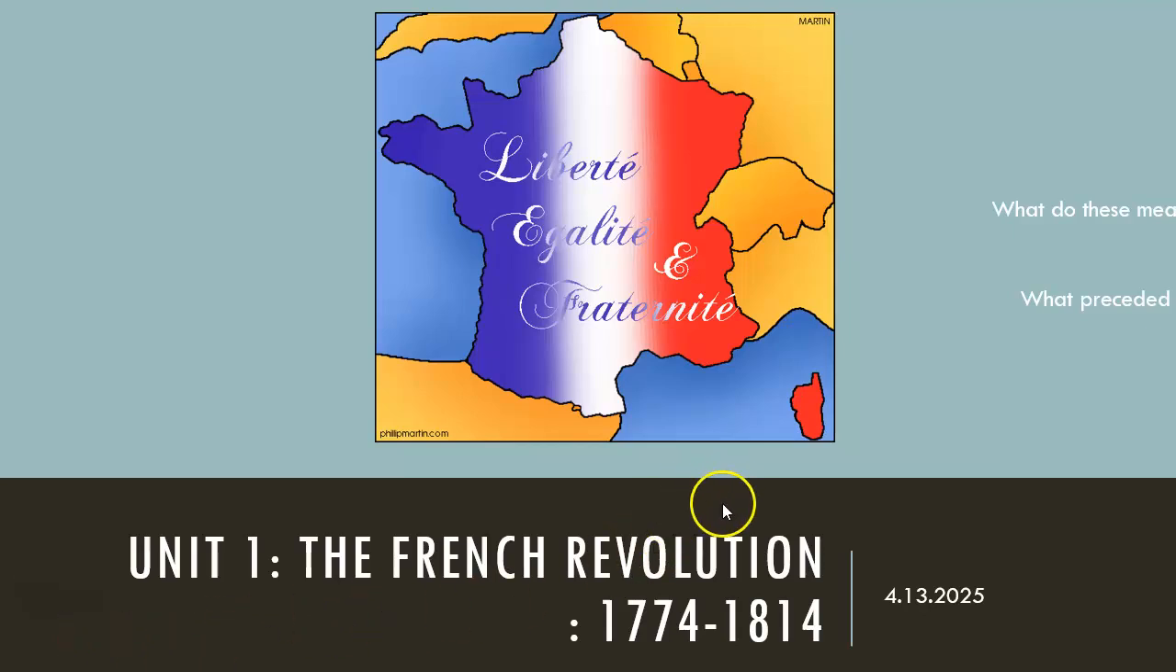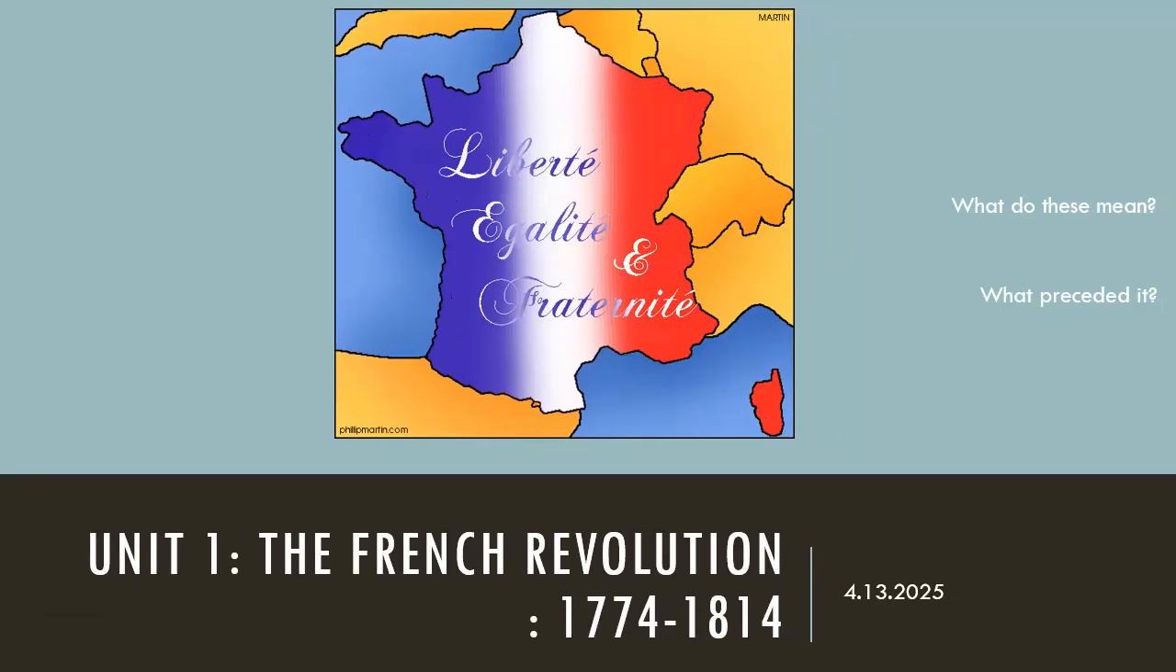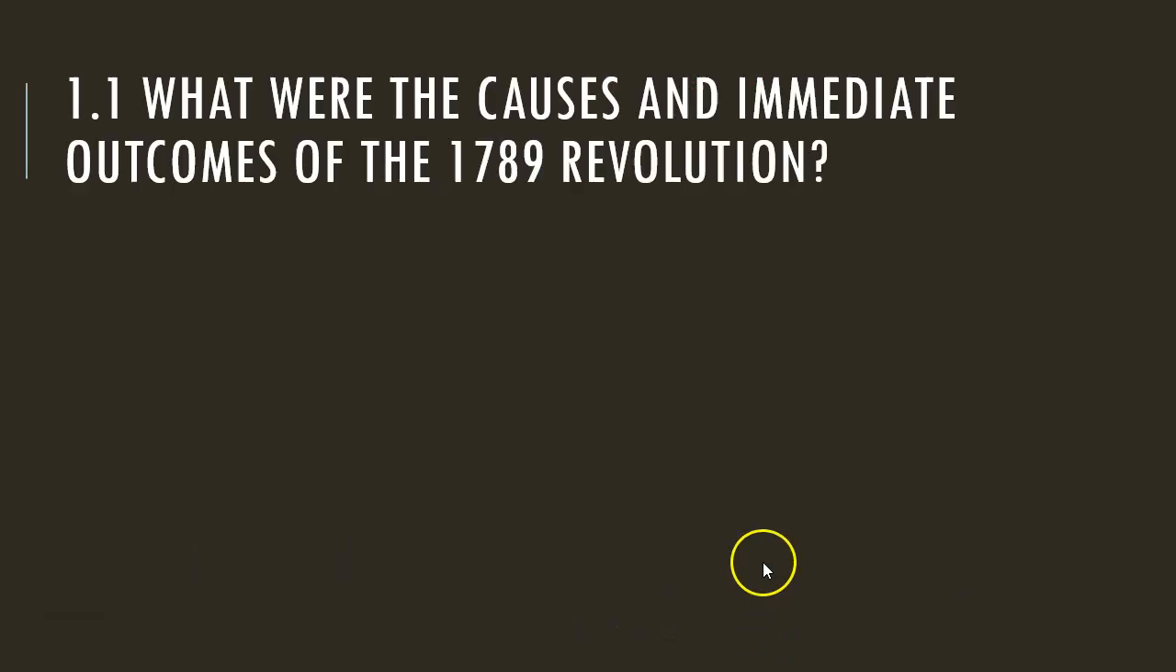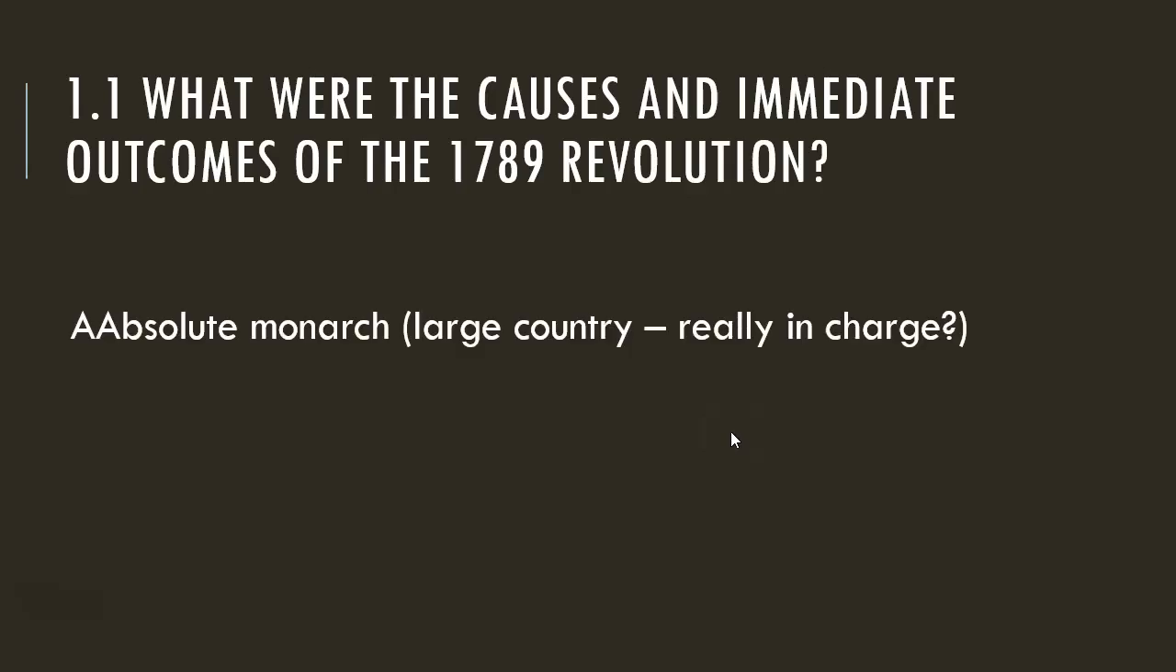Unit 1, the French Revolution, 1774 to 1814. The actual standards just say France, 1774 to 1814. But this is the time period of the French Revolution. All right, what were the causes and immediate outcomes of the 1789 revolution?